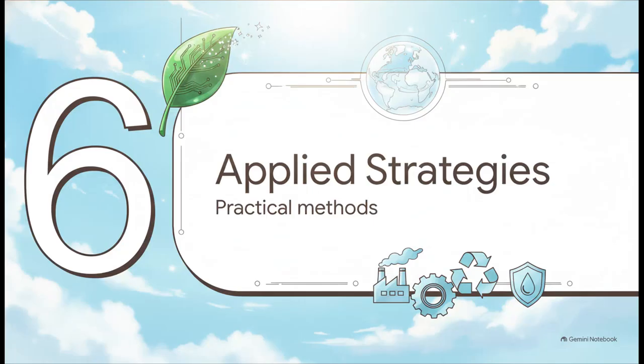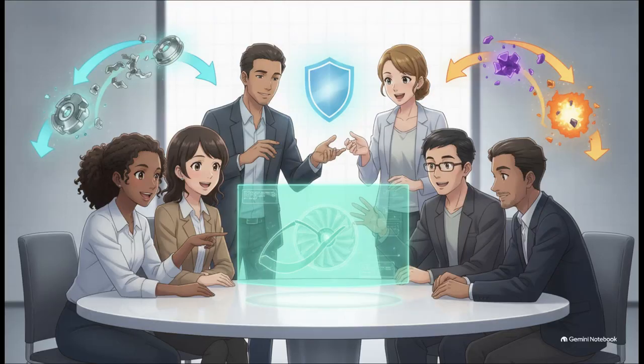Section 6. Applied prevention strategies. How do we actually do this? So how do we pull this off in the real world? Well, these prevention methods form a web of interconnected engineering strategies. First and foremost, you've got to incorporate environmental considerations straight into the design itself. Solve the problem before it even exists.